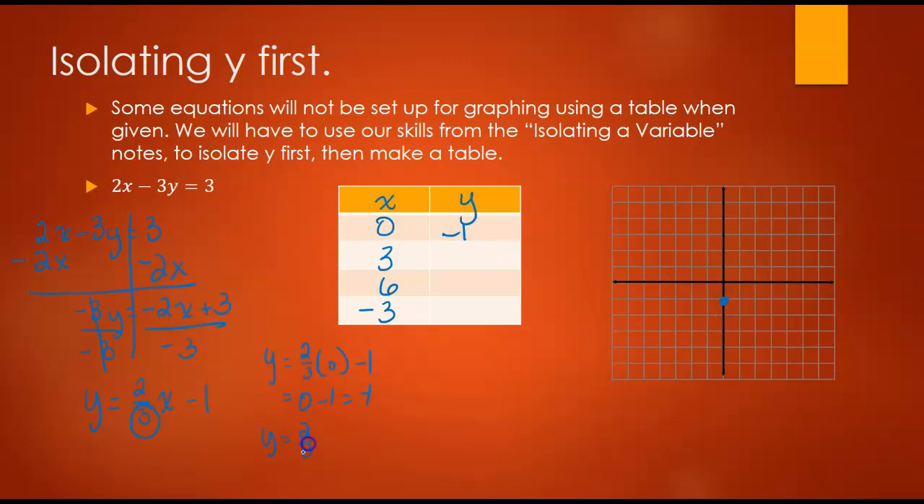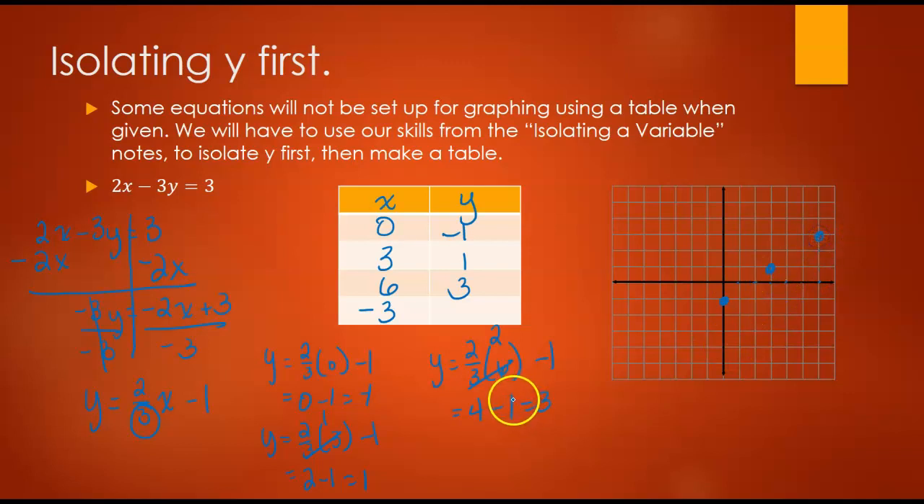Y equals 2/3 times 3 minus 1. 3 divided by 3 is 1. 2 times 1 is 2. 2 minus 1 is 1. So the x value matches with the point (3, 1). 2/3 times 6 minus 1. 6 divided by 3 is 2. 2 times 2 is 4. 4 minus 1 is 3. So that's over 6 and up 3.